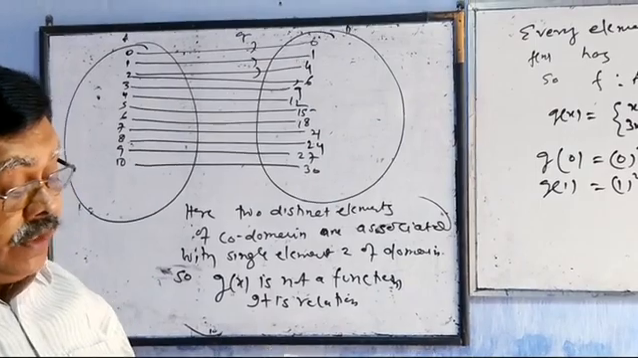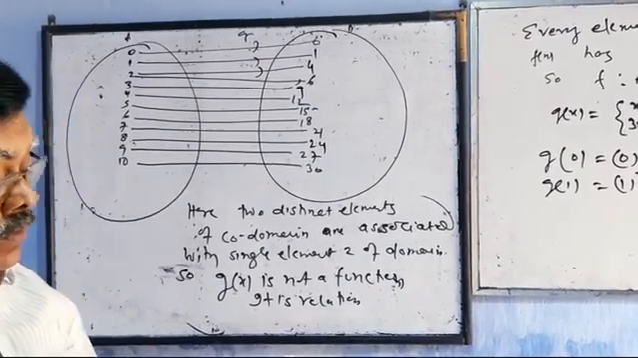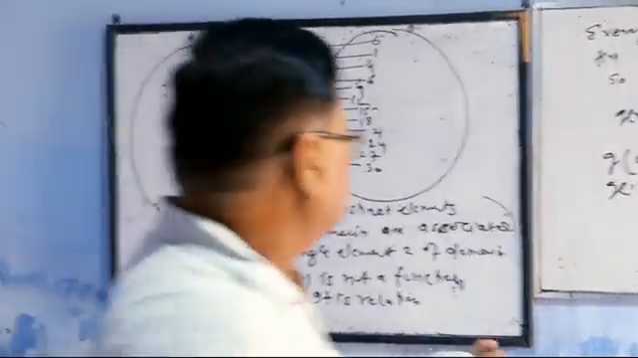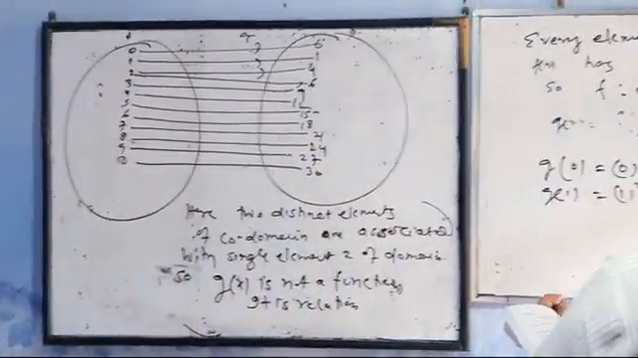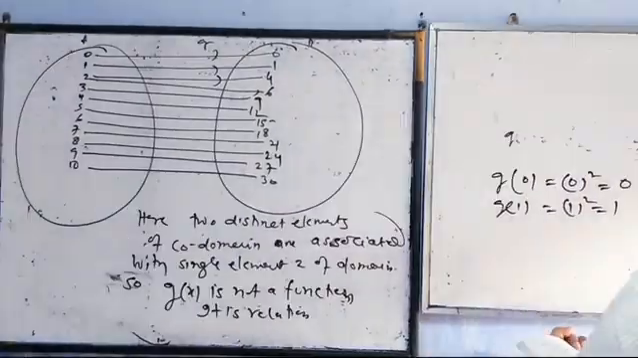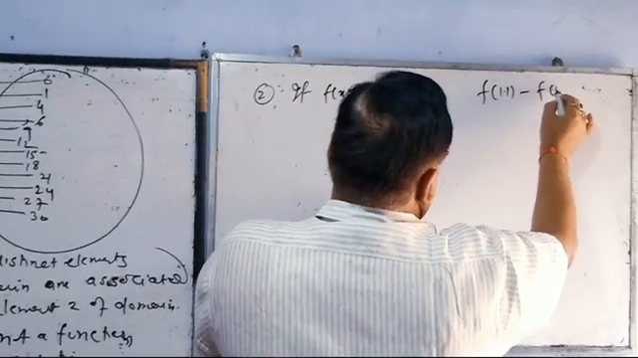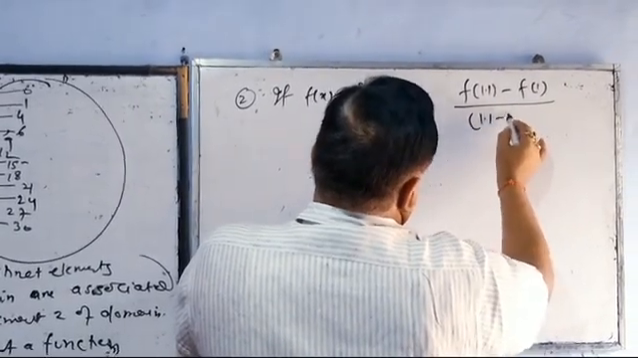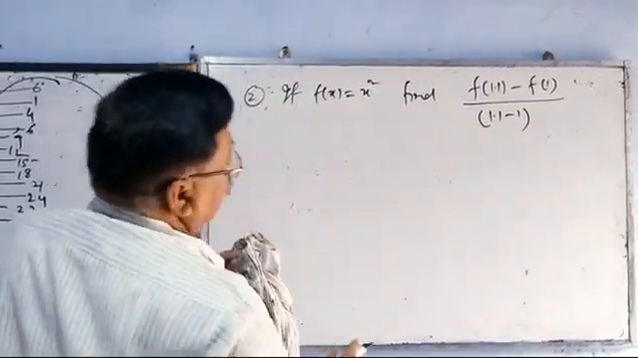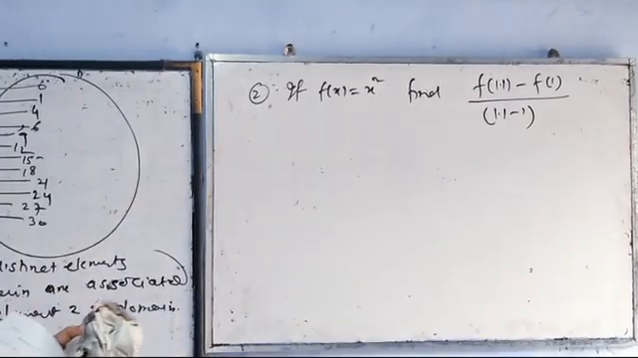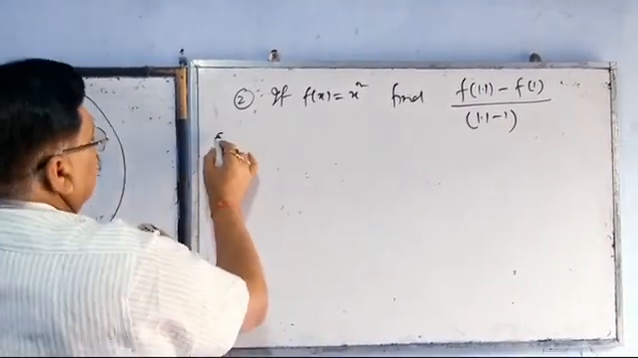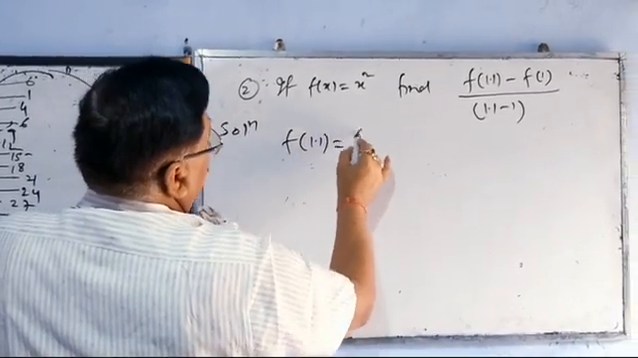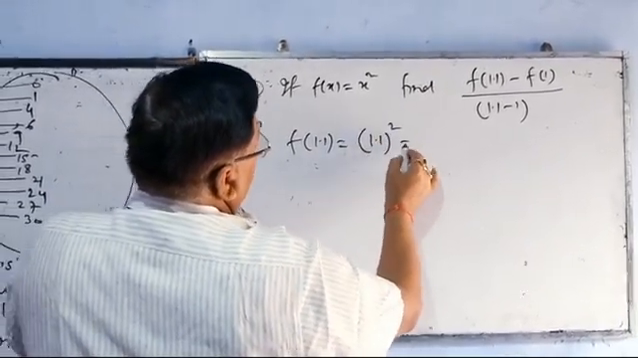Next, student, I am taking question 2 of this exercise. We have to evaluate (f(1.1) minus f(1)) by (1.1 minus 1). So f(x) is equal to x square. Solution: f(1.1) is equal to 1.1 whole square.